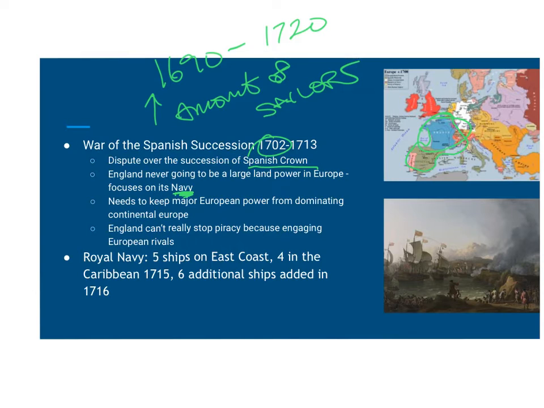They invade with their army a couple times in certain places, but it's not really as influential as, say, what become the German states and stuff like that.